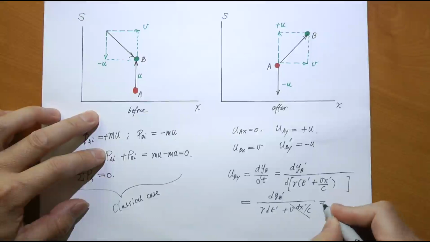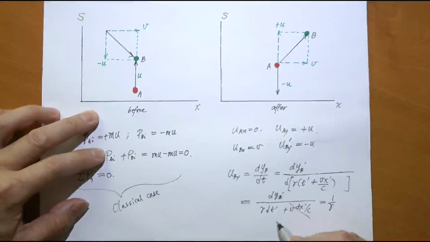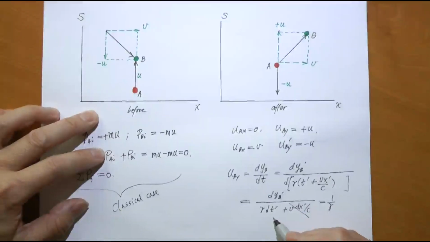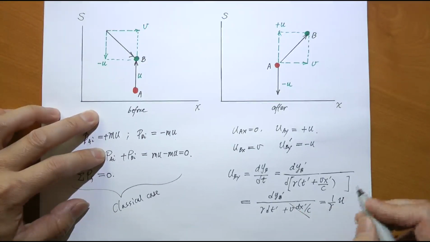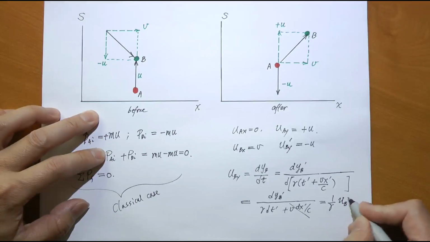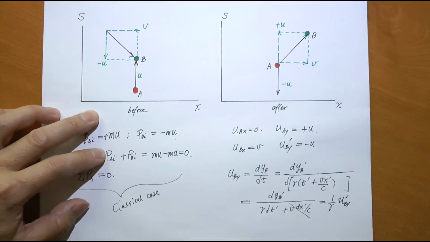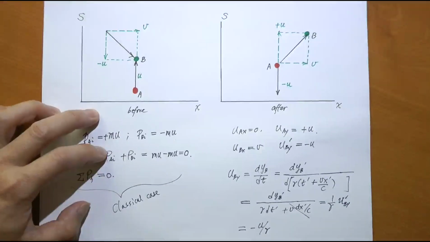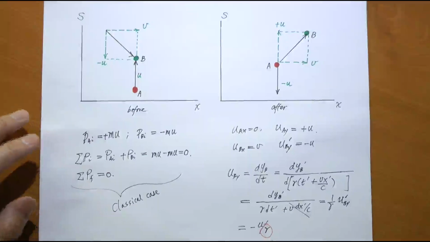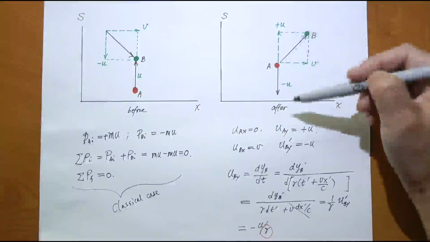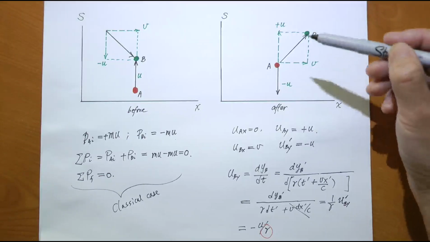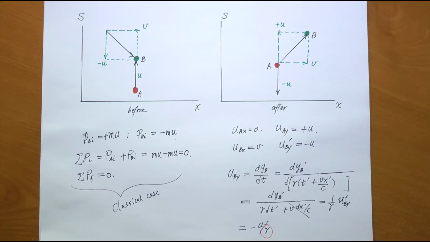So I can get 1 over gamma, which I copy from here, dyB prime over dt prime. By definition, this is the velocity of this ball measured in the S prime frame in the Y direction, UB prime Y. But wait a minute, I know what that is. That is just negative U, right? So I can write this as negative U over gamma. You see here, I have a new factor, gamma, which did not exist before. That is telling me that the velocity of this green ball B in the Y direction, even though it's equal to negative U according to the S prime frame, is not the same when observed in the S frame. It differs by this gamma factor.